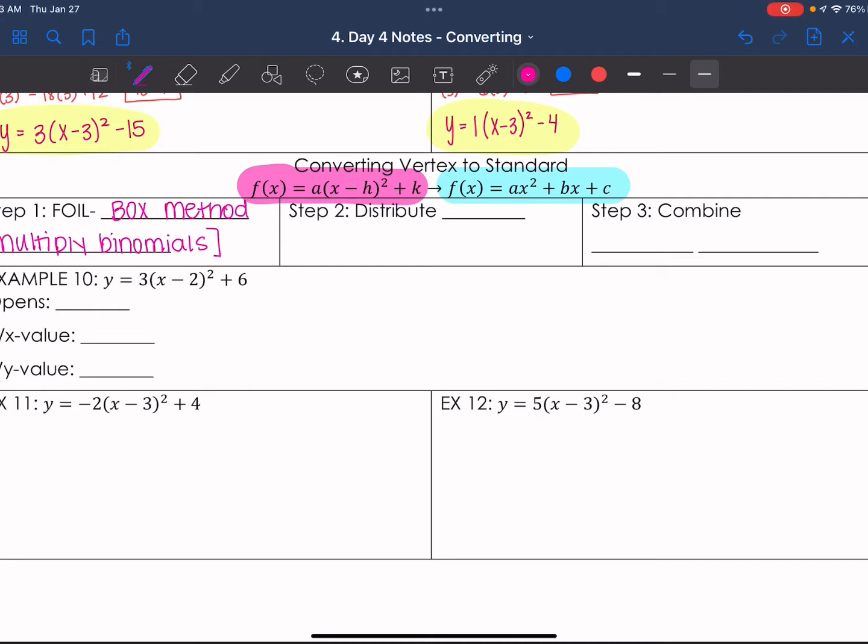Step number 2 will be distribute your A value to what you solved for in step 1. And then step 3 is to combine like terms.